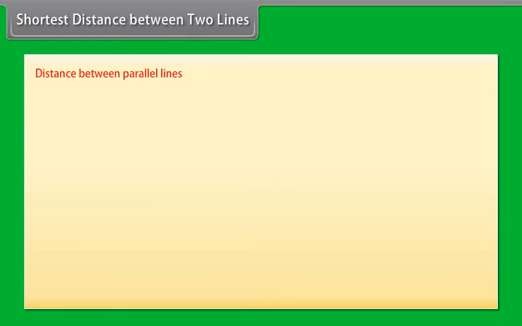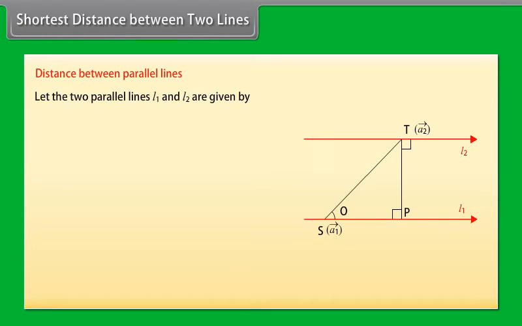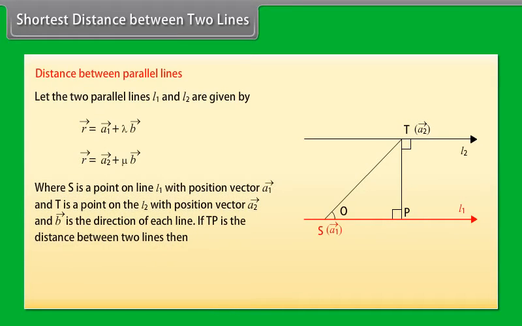Distance between parallel lines. Let the two parallel lines L1 and L2 be given by vector r equals vector a1 plus lambda vector b, and vector r equals vector a2 plus mu vector b, where S is a point on line L1 with position vector a1, and T is a point on L2 with position vector a2, and vector b is the direction of each line. If TP is the distance between the two lines, then TP equals modulus of cross product of vector b and the difference of vector a2 and vector a1, divided by modulus of vector b.